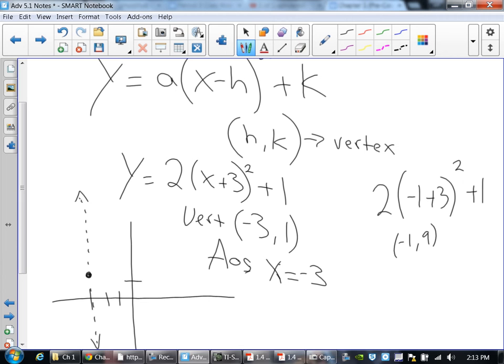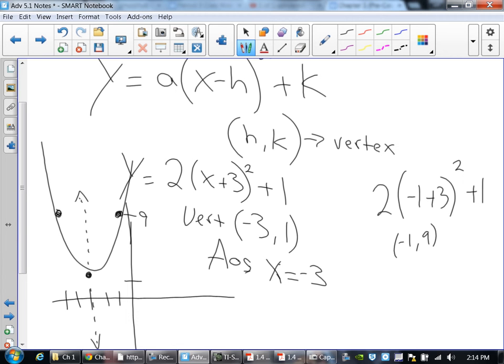So negative 1 is 2 spots away, which means I'm going to put another one 2 spots away over here at 9. Very, very simple and easy to use.